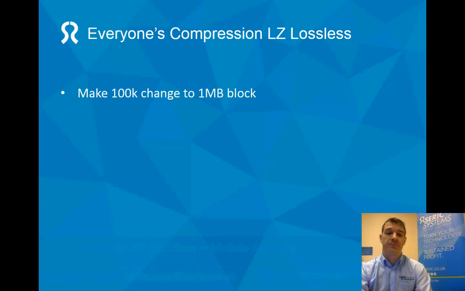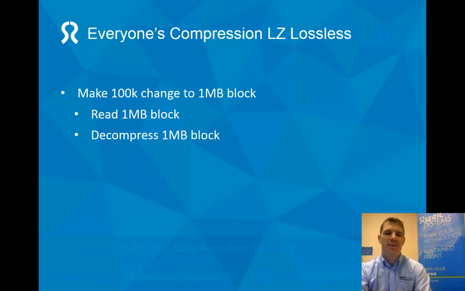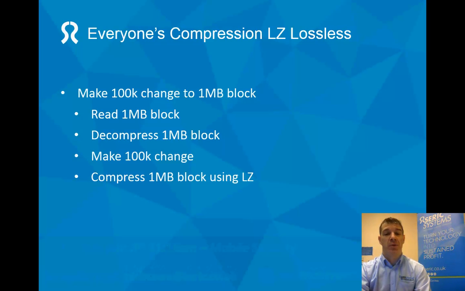If we look at how pretty much everybody else implements LZ lossless, if we take this example here, we've got a 100K change to a 1 megabyte compressed block. What is it that would need to be done? Well, first up, you need to read that 1 megabyte block out of the storage system. You then need to decompress that 1 meg block. You need to make that 100K change, and then compress that 1 meg block back using the LZ compression algorithm, and then write that 1 meg block.